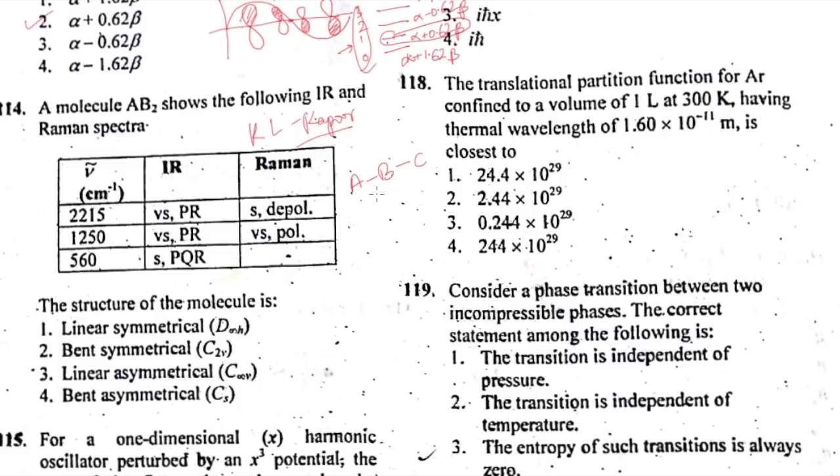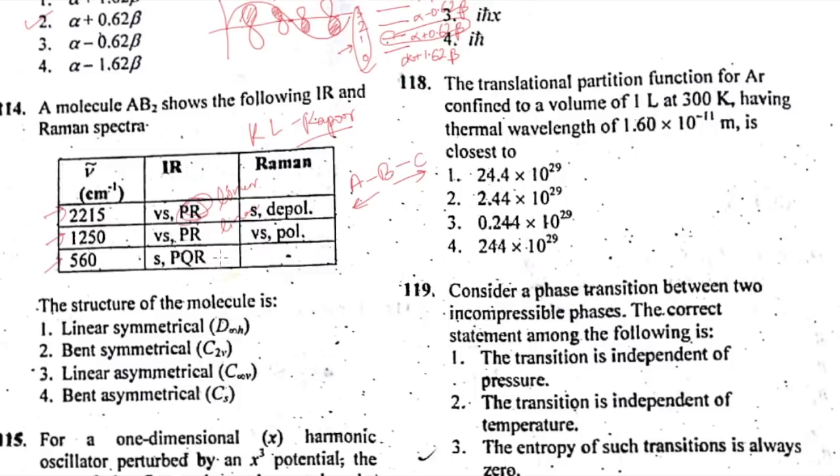So if you do symmetrical stretching, then PR will show. Okay, so this will be PR. That means your molecule is linear. So if you have PR, then it means this is linear. Okay, so here also it says that it is linear. So this basically tells you about symmetrical stretching, this tells you about asymmetrical stretching, and this tells you about bending.